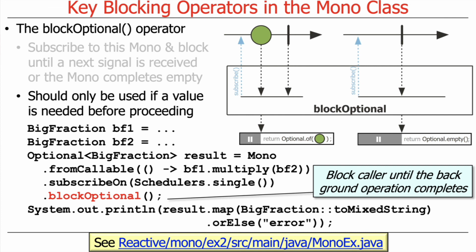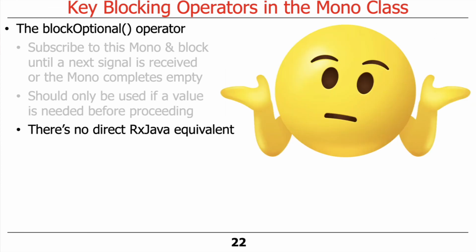If you get back a non-empty Optional, then we'll convert it to a mixed string. If we get back an empty Optional, we'll just return the string error using orElse. And we'll look at that example more in a second.